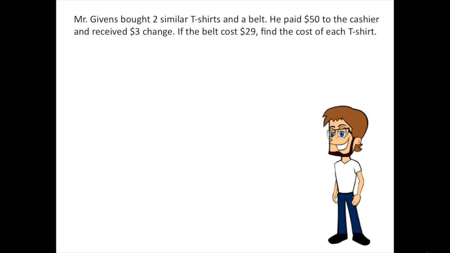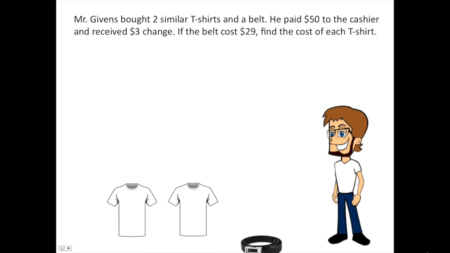Mr. Givens bought two similar t-shirts and a belt. He paid $50 to the cashier and received $3 change. If the belt cost $29, find the cost of each t-shirt. So we want to find the cost of one t-shirt.